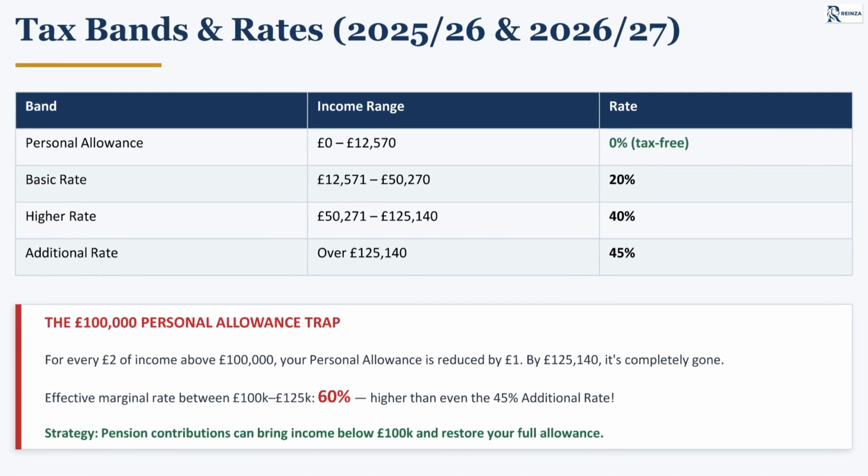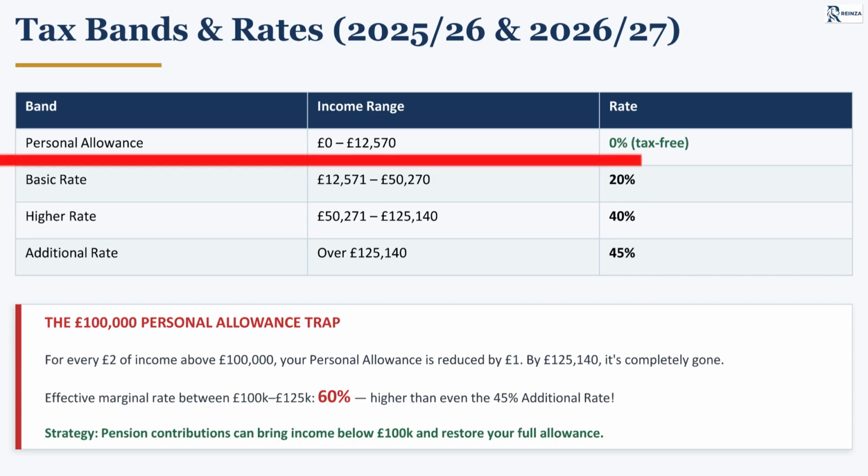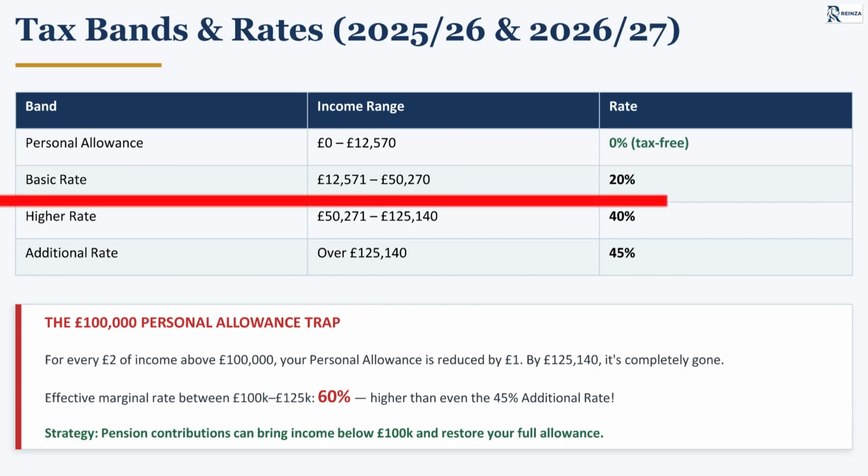The personal allowance is the amount you can earn completely tax-free. It is £12,570. This means the first £12,570 of your income is not taxed at all. The basic rate band covers income from £12,571 up to £50,270. This is taxed at 20%.